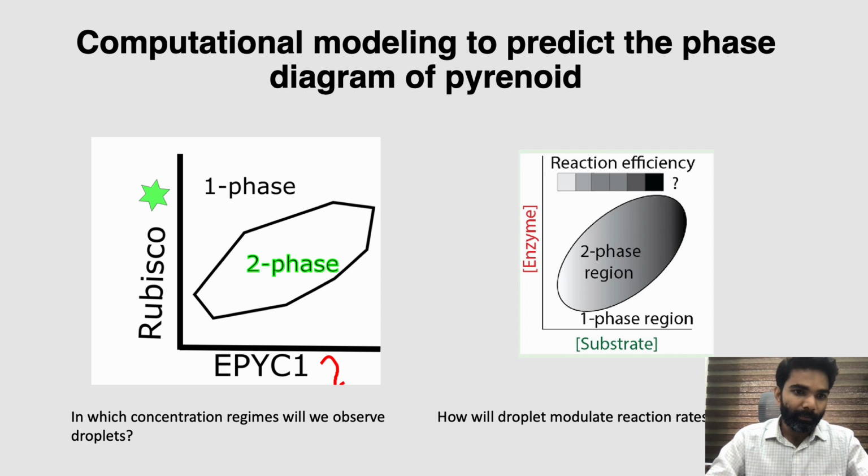Another thing that we are going to do in this project is to generate the phase diagram of pyrenoid. This is what a phase diagram looks like, which is essentially going to tell us at what concentrations we are not going to see a two-phase system or droplets, and at which concentrations we are going to see two-phase systems. Essentially we want to use computational modeling to predict the phase diagram of pyrenoid. And then the second thing that we want to ask is, if we do have droplets, how are these droplets going to modulate the reaction rates, right?